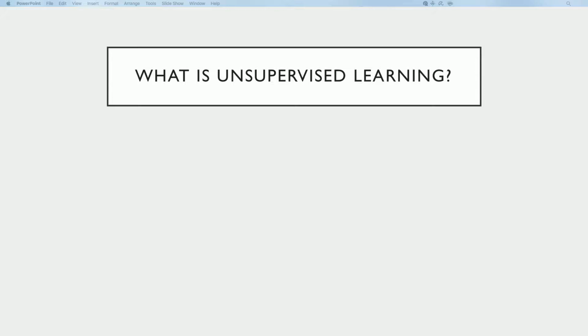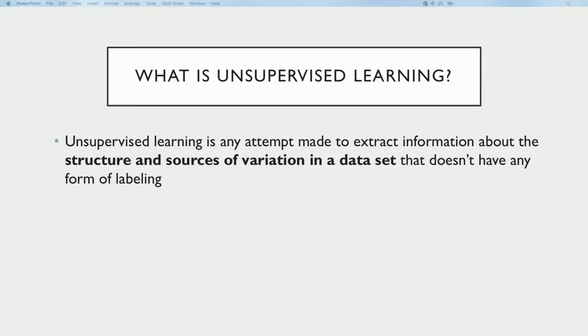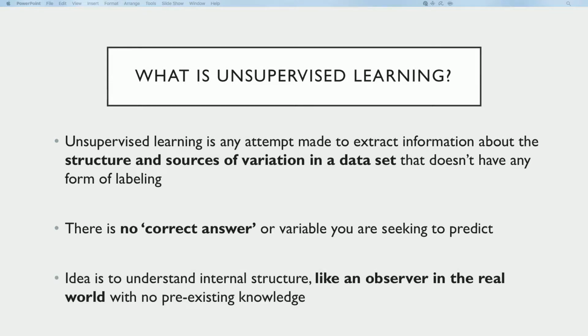And what that means is you are looking at things that don't necessarily have a right or wrong answer and haven't had a human mark them up as right or wrong or categorized in some way. So unsupervised learning is any attempt made to extract information about the structure and sources of variation in a data set that doesn't have some kind of labeling. There is no correct answer or variable you are trying to predict. The idea is to understand the internal structure, much like an observer in the real world with no pre-existing knowledge.